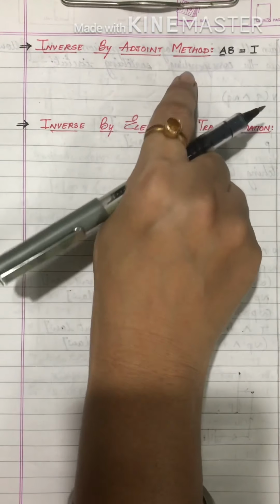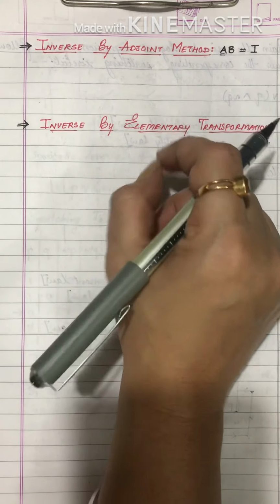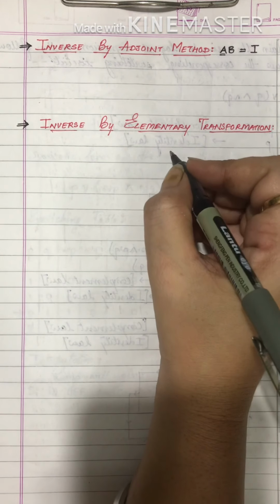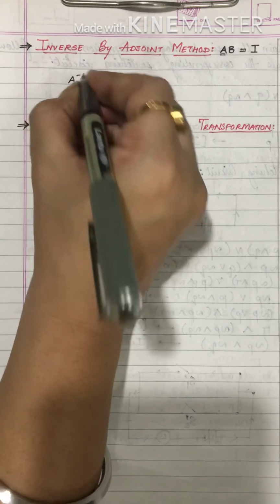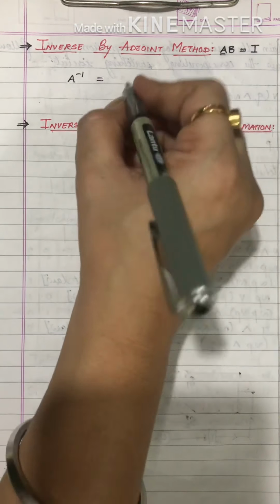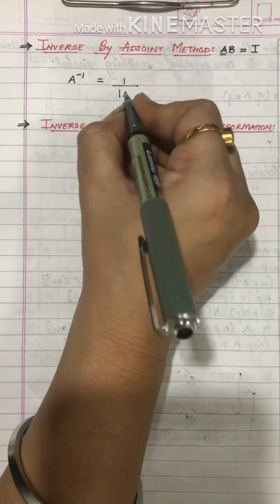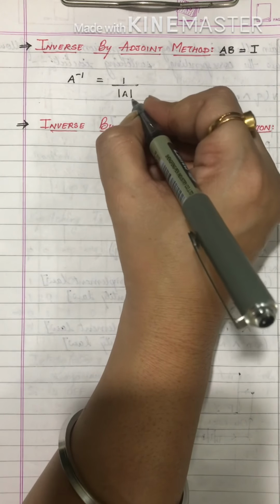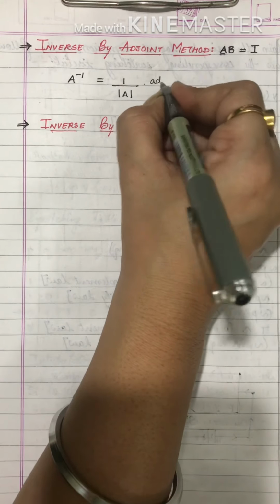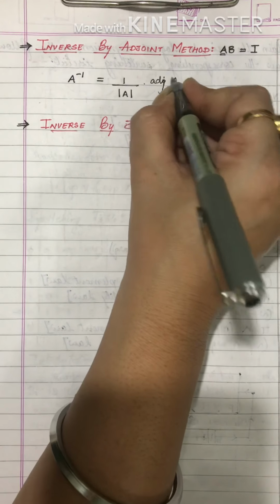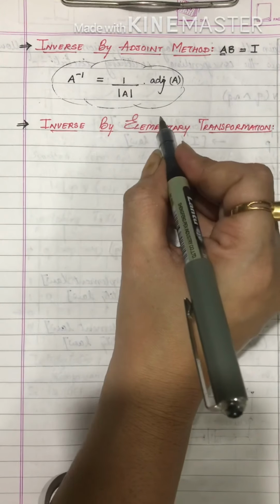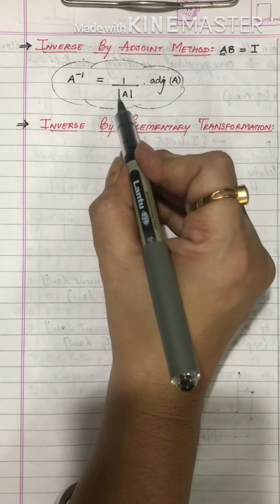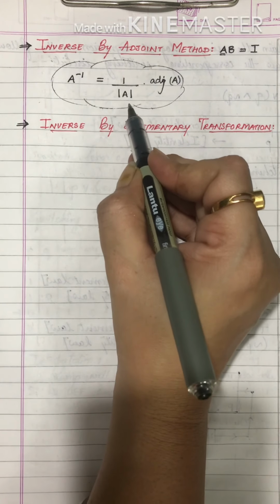Now by using the adjoint method, what we do, first of all we find out minor, then cofactor, then the matrix of cofactors, and then find its transpose. That will give you the adjoint of the given matrix. So from that, you can find the inverse of the matrix by using this formula: A inverse is equal to 1 upon determinant of A into adjoint A. Okay, this is the formula to find inverse by using the adjoint method. You also need to find out the determinant value of the given matrix.